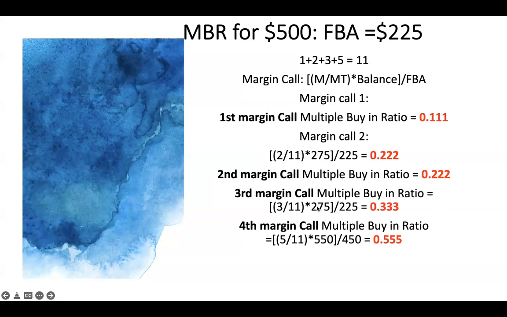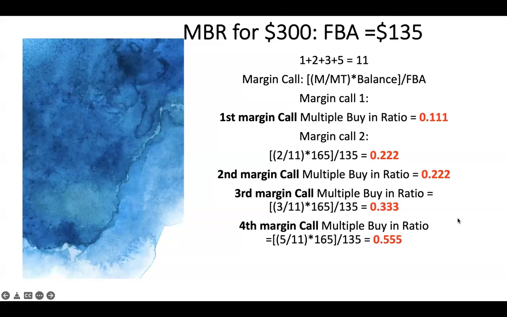So, all right, never mind this 550 here. This is meant to be 275, and this is meant to be 225. So 225 is the first buying amount, which is 45%, and what you have here is the balance after taking the first buying amount, 275. So this should be 275 here, and this should be 225. So that gives you the same figure, 0.111, 0.222, 0.333, and 0.555.